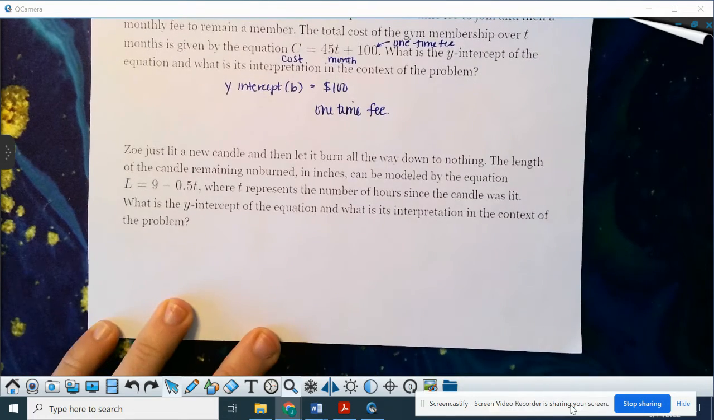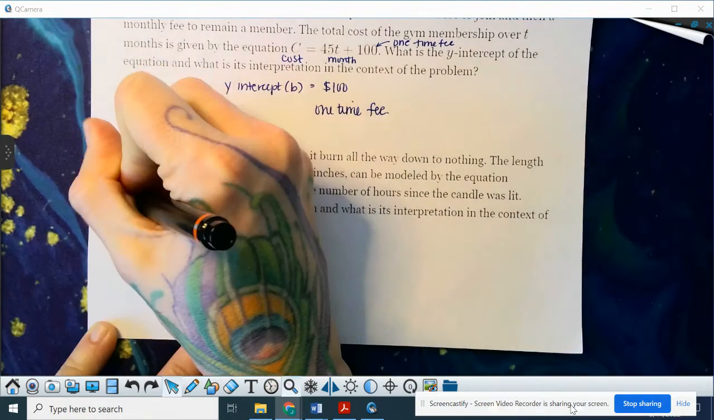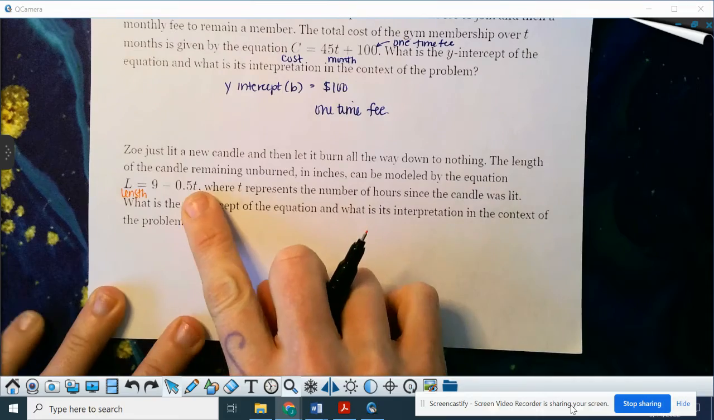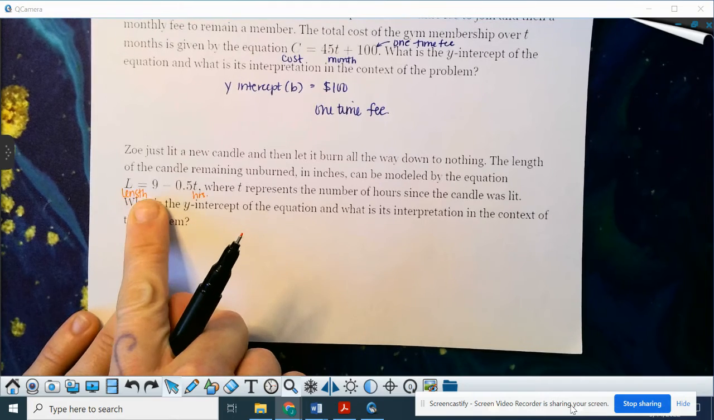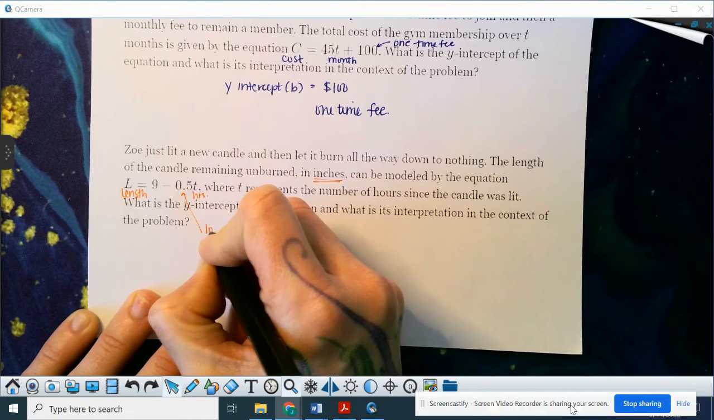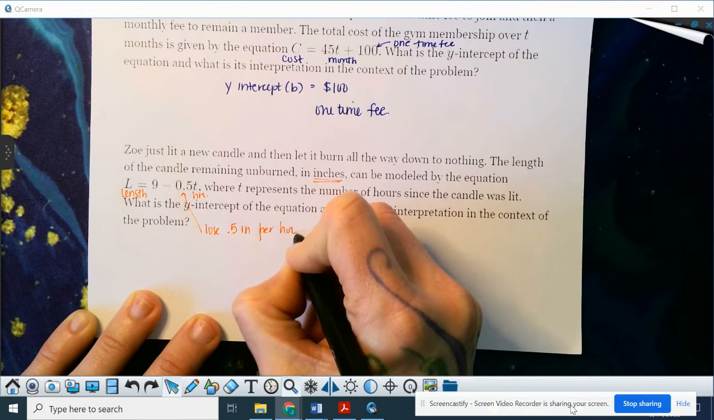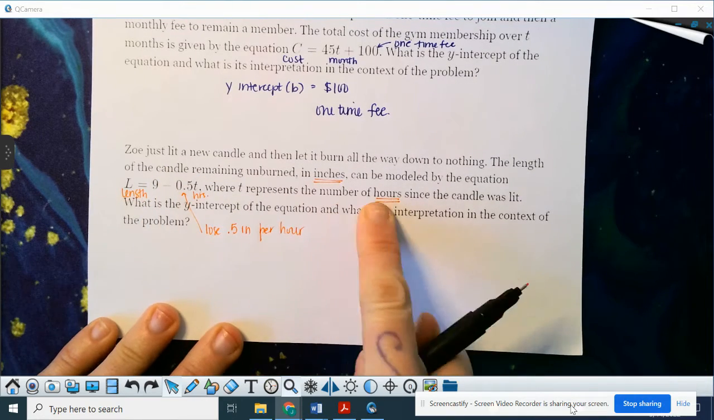Last but not least, for our word problem, Zoe just lit a new candle and then let it burn all the way down to nothing. The length of the candle remaining unburned in inches can be modeled by the equation L, so we know L is going to be length, that's how tall or how long the candle is, equals 9 minus 0.5t, and that t is the hours. Since this is length, and it's going to give you inches, we want to make sure you pay attention to inches. That means it's going to lose half an inch per hour. And we know it's per hour because t is hours. So whatever this is per, whatever our t is, whatever they're counting our time by.